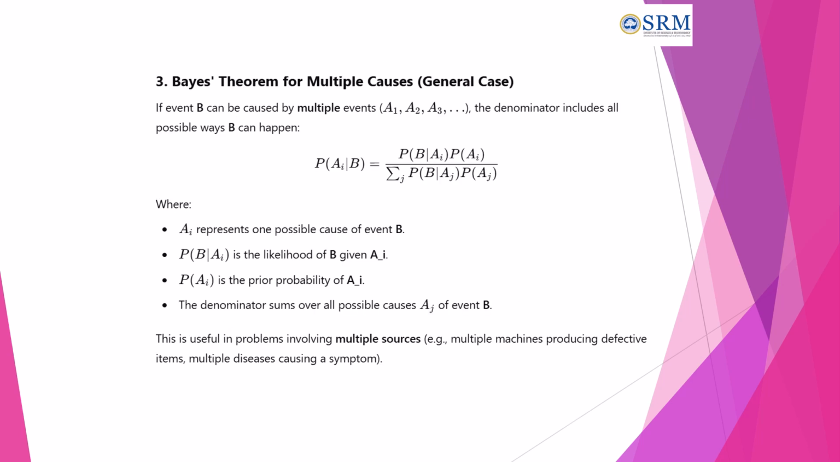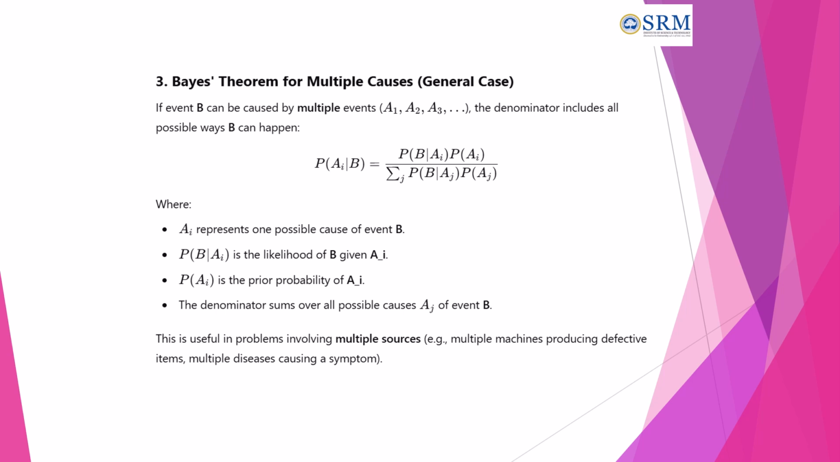Bayes' theorem for multiple causes. When an event like B could be the result of several different causes, such as A1, A2, A3 and so on, Bayes' theorem helps us determine which specific cause is most likely given that B has occurred. The formula becomes P(Ai|B) = P(B|Ai) × P(Ai) divided by the summation over j of P(B|Aj) × P(Aj).